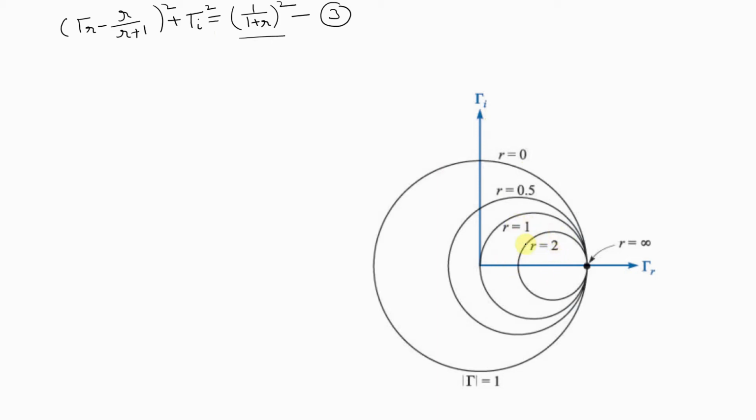This circle is for r equal to 2, then r equal to 1, r equal to 0.5, and this larger circle is for r equal to 0. If you put r equal to 0 here, you get this larger circle, and if you put r equal to infinity, you get the point here. So we have several properties, and because this r is here, this equation is the r circle equation.